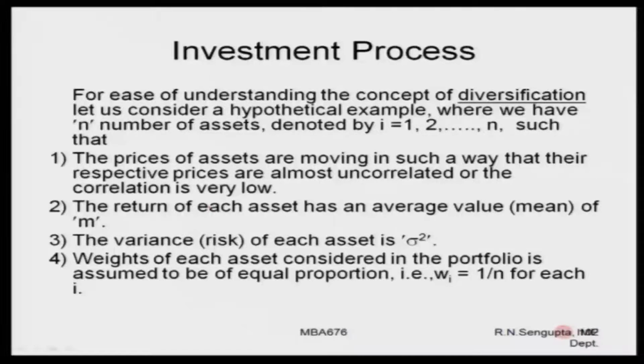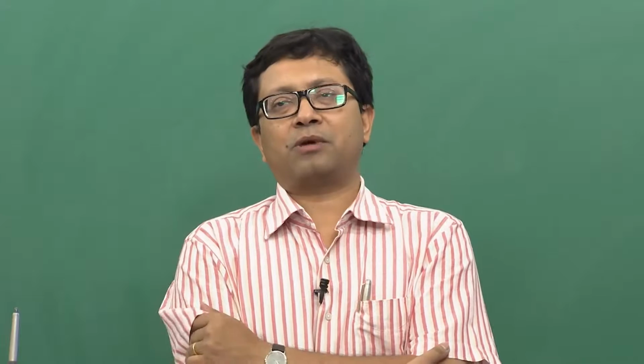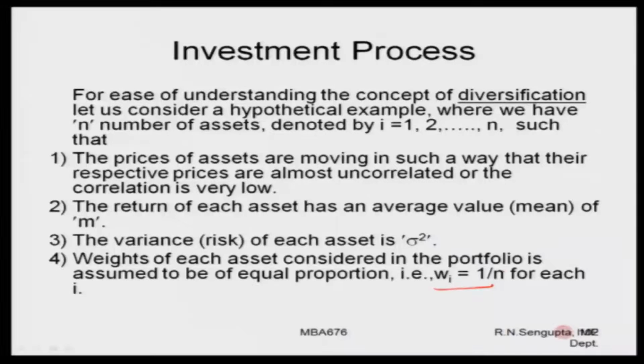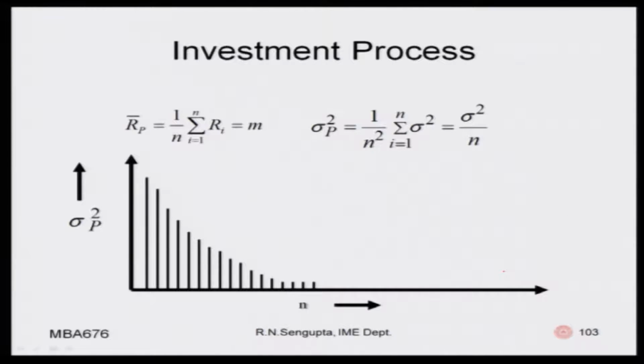The return of each asset is considered to be the same, which is m. The variance of each stock is again considered to be the same, sigma square, and you also consider that you are investing equal proportions of your total money in these n assets. With this simplification, all the weights are equal to 1 by n. If you utilize that in the formula for the expected value and the variance of the portfolio, the return on the portfolio is given by m, the average return of each stock, and the overall variance of the portfolio is given by sigma square by n, where n is the number of stocks.